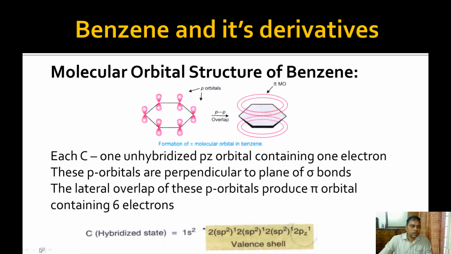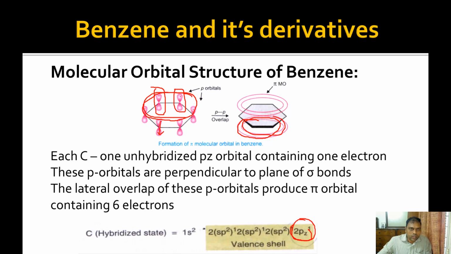Then each carbon is going to have one unhybridized orbital, like I explained before. This comes from the 2pz, and it is going to have one electron in each. What happens is these electrons revolve on this plane, on this structure, above, and this electron can also go below, and below also they can form a ring. This is the ring of pi orbitals.